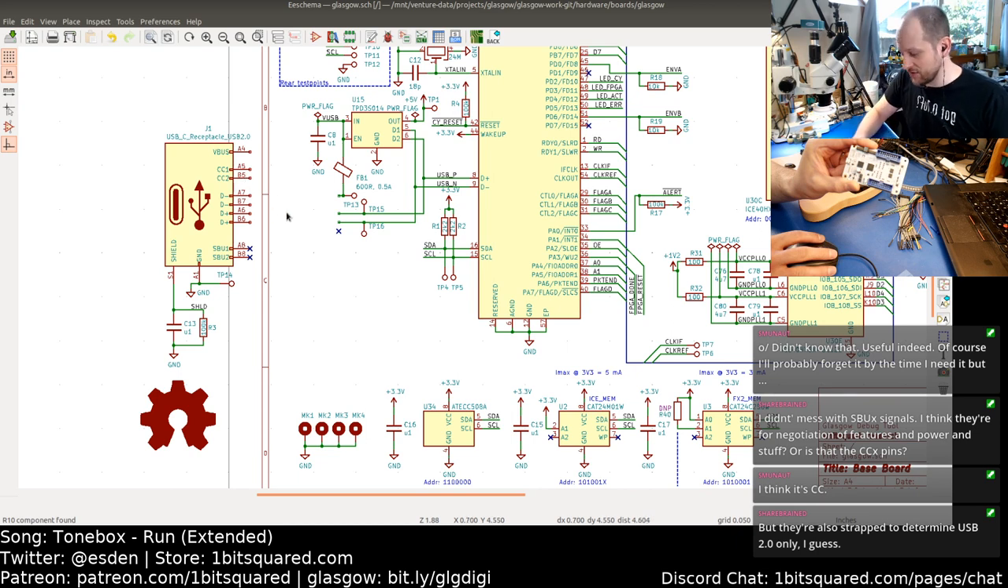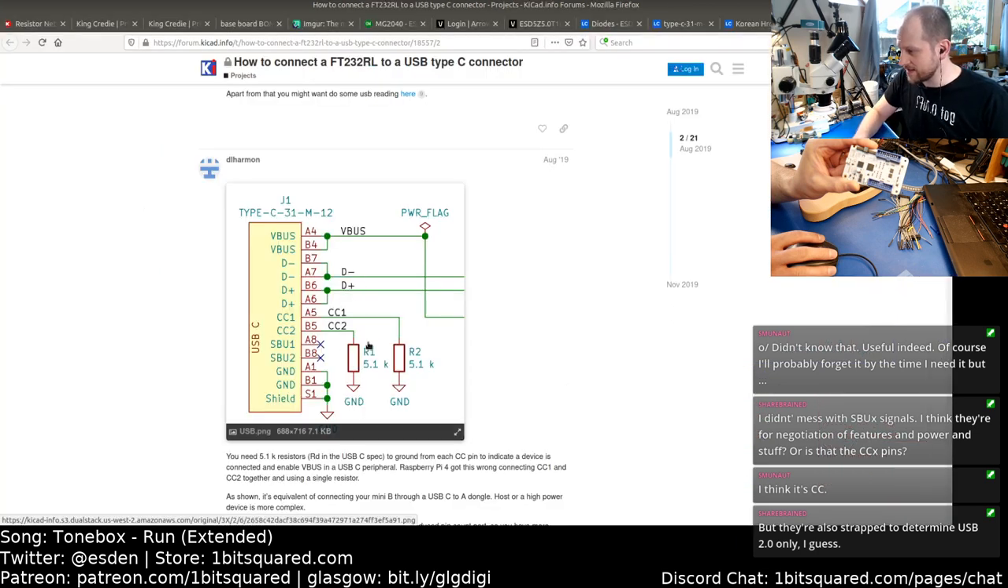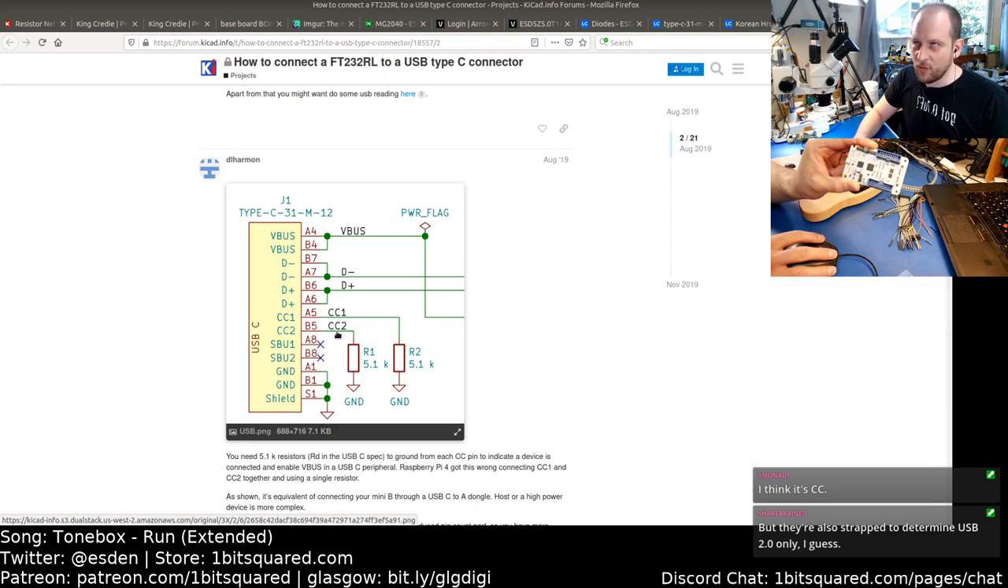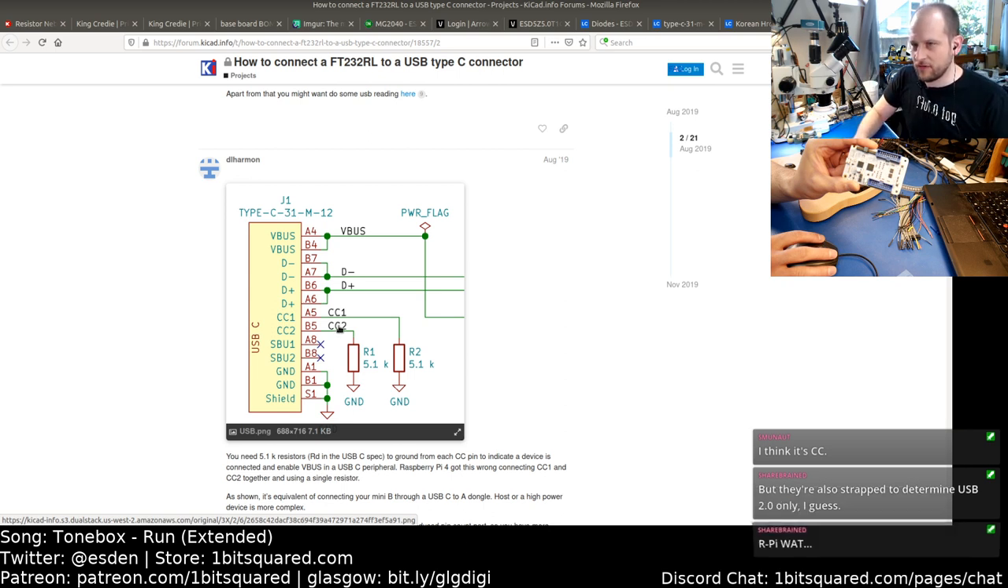This is actually an interesting story. If you look at this schematic, you have those two resistors here. Raspberry Pi used one resistor and connected it to both of these pins, which breaks the inverted connection capability of the USB-C cable. So that was a bug in the Raspberry Pi 4.0 with the USB-C connector.